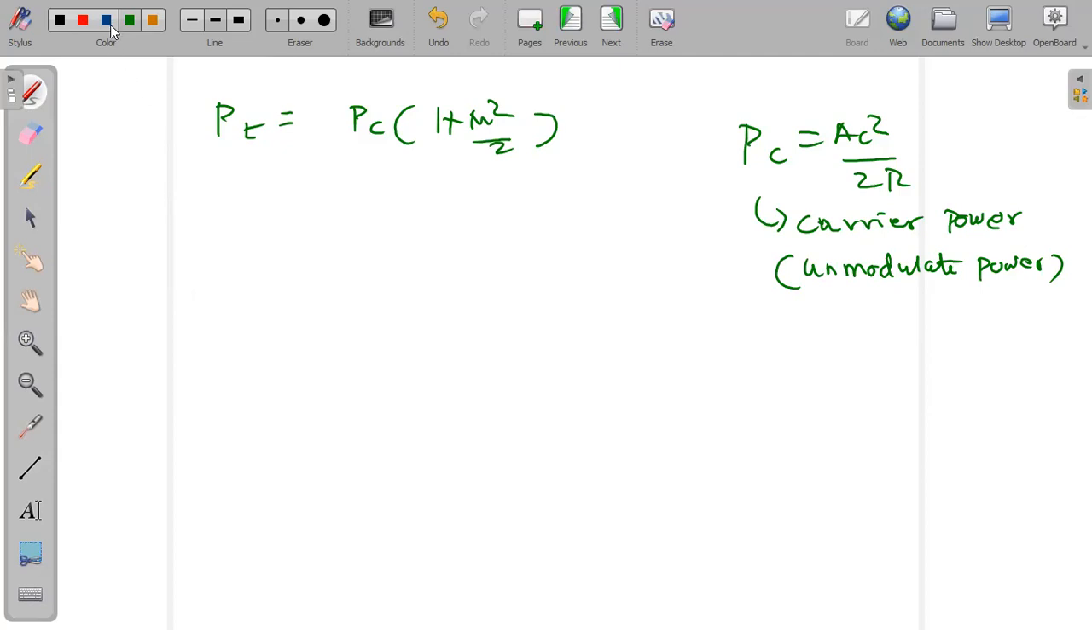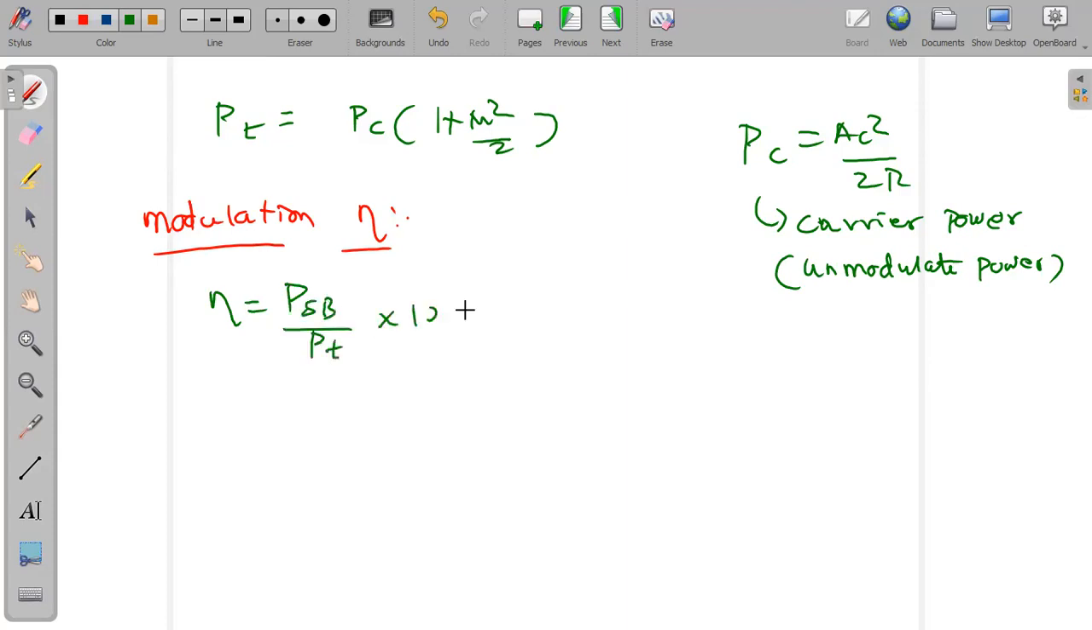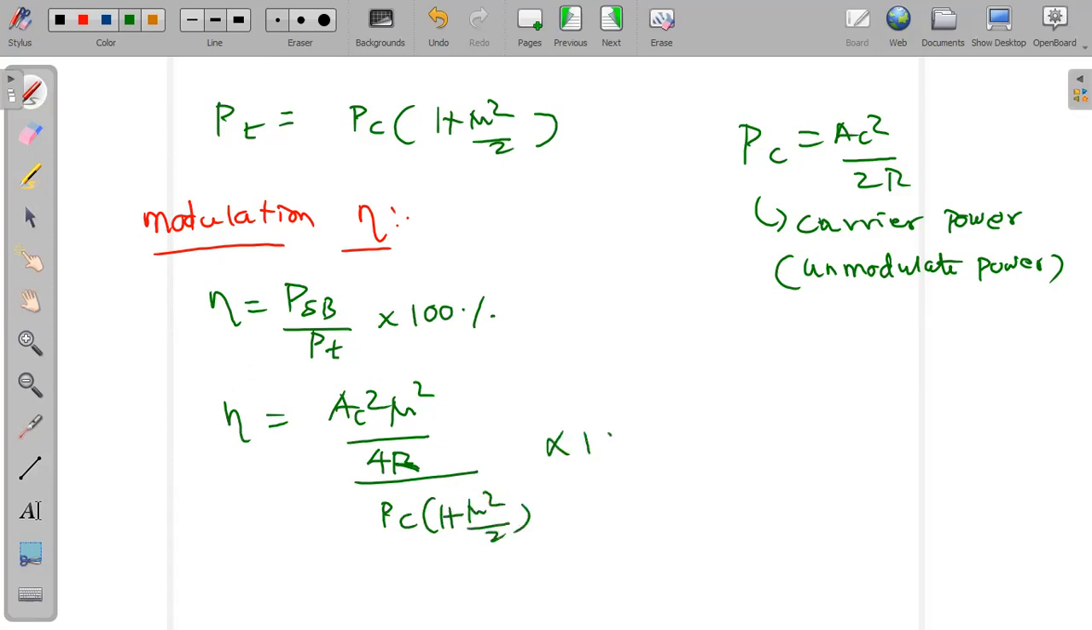So for modulation efficiency we can find modulation efficiency. So efficiency, sideband power divided by total power. So ஒரு sidebandல எவ்வளவு பவர் இருக்கு, டோட்டலா எவ்வளவு பவர் அனுப்பிச்சிருக்கோம், அதுல sideband எவ்வளவு occupy பண்ணுது, so அத தான் நம்ம efficiency, modulation efficiency னு சொல்றோம். So the efficiency is nothing but Ac square mu square by 4R. So ரெண்டு sidebandலயும் நம்ம ஃபார்முலால பார்த்தோம் 4R னு derive பண்ணோம் இல்லீங்களா. So divided by Pc into 1 plus mu square by 2 into 100%.